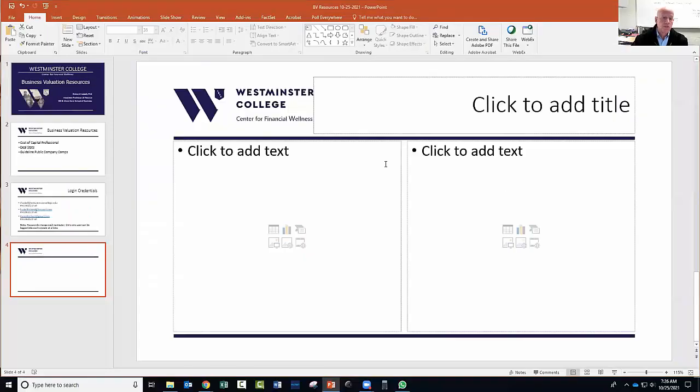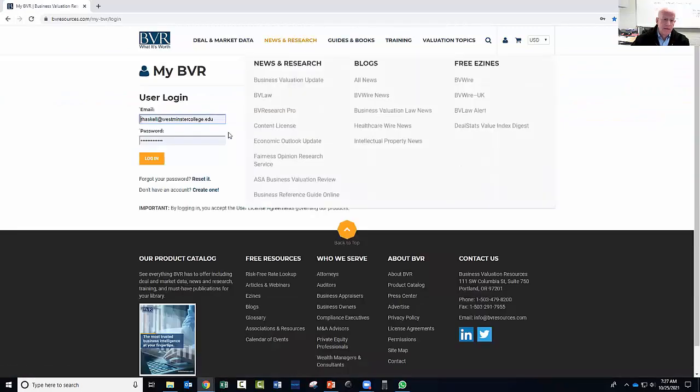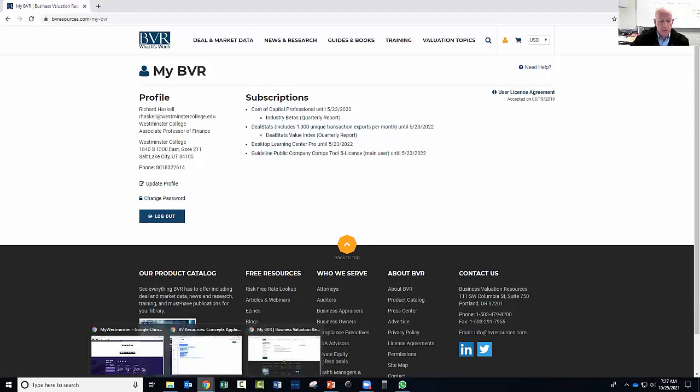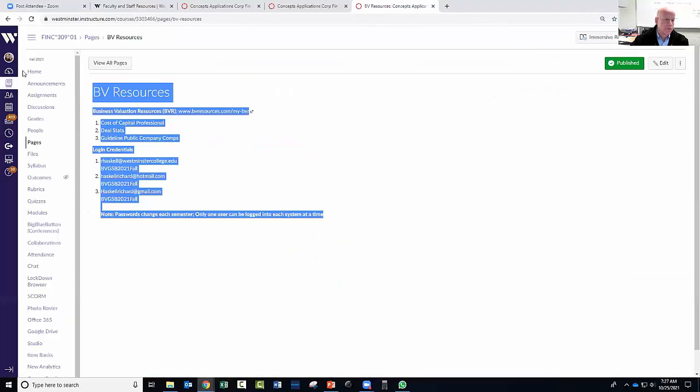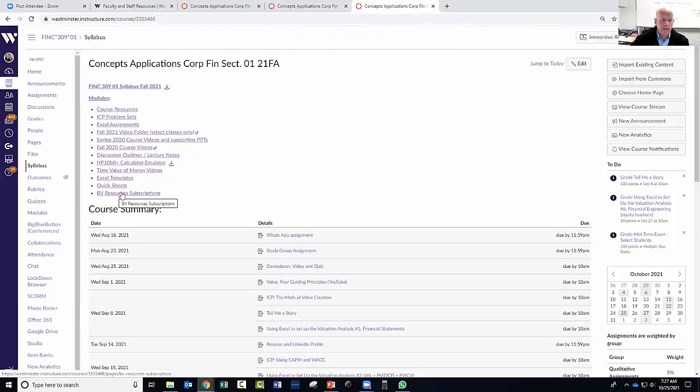So let's go ahead and take a look at this. If you go to the bvresources.com website, we can go ahead and log in. And I've got my login credentials built into this, so I'll just go ahead and do that. And you'll see that we have these items to choose from. So we can see this either by going to the BV Resources tool, or by going to Canvas. And you'll see that for Canvas, for most of the courses, at least that I teach, the BV Resources subscriptions are found down here at the bottom.